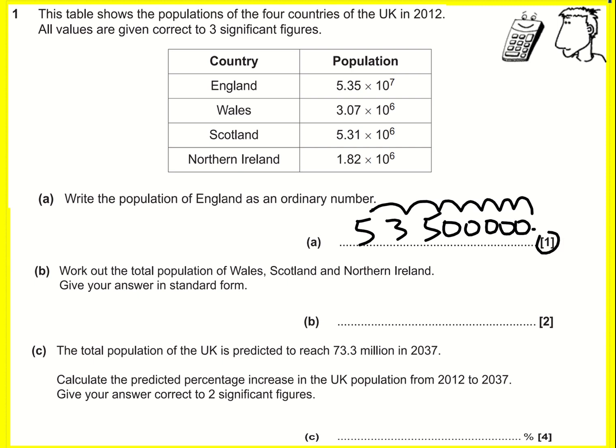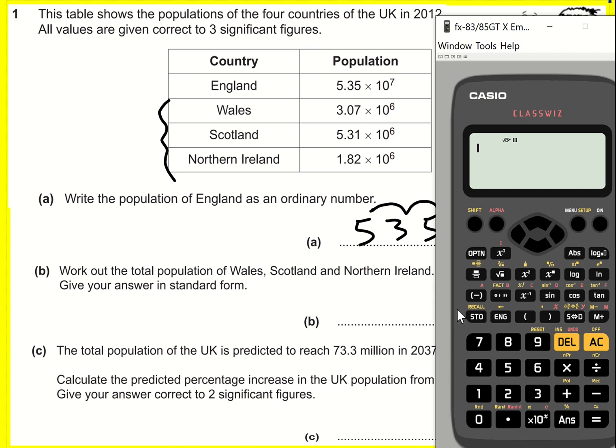For part B, work out the total population of Wales, Scotland and Northern Ireland. So we're going to add these three together. We can use a calculator to do this. 3.07, standard form button down here. Okay, then add 5.31 times 10 to the power 6, plus 1.82 times 10 to the power 6. That gives 102 with 5 zeros.